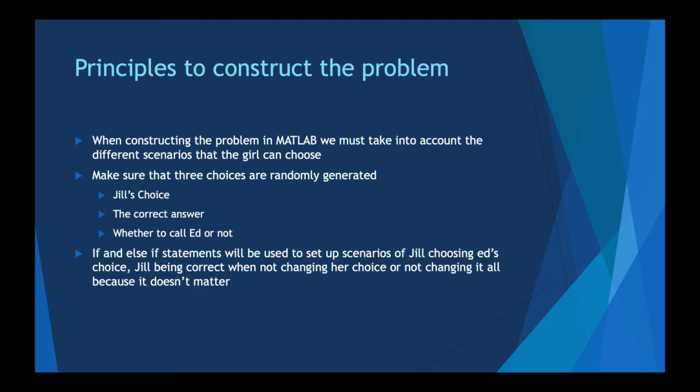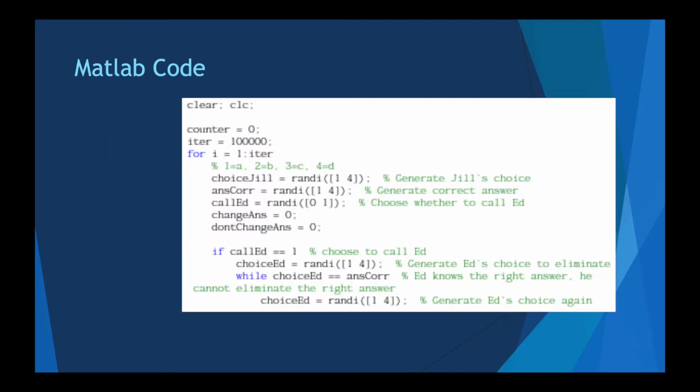that will be used to set up scenarios of Jill choosing Ed's choice, him being correct or not, Jill being correct when not changing her choice or not changing at all, because it doesn't really matter if she changes it or not, because she's either all the way correct or all the way wrong.